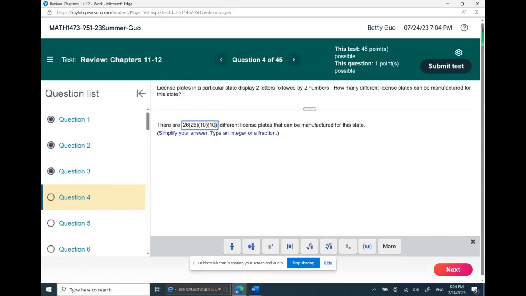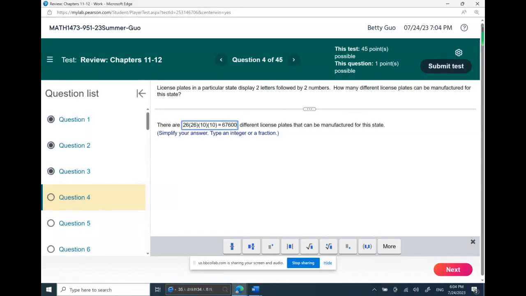Again, those are supposed to be on your scratch paper. You're not supposed to type them in the cell. Let's get our calculator. 2 letters followed by 2 numbers. So 2 letters, 26 times 26, and attach 2 zeros. Multiply by 10, multiply by 10, multiply by 100. So we have 67600. That many different license plates can be manufactured for this state.